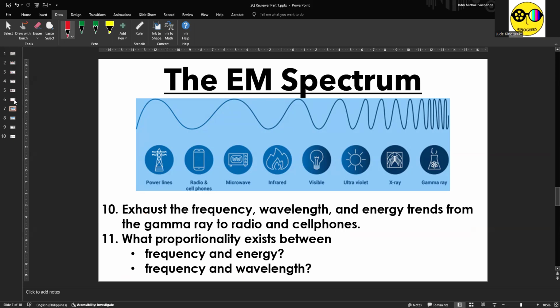So the electromagnetic spectrum is composed of the following. I will merge power lines with radio and cell phones, then microwave, then infrared, visible, ultraviolet, X-ray, and then finally we have the gamma ray. So when we say frequency, it refers to the number of waves. So gamma ray has the most number of waves here, while for radio and cell phones, you only have probably a portion of one wave. So therefore, frequency from gamma to radio decreases. It's going down.